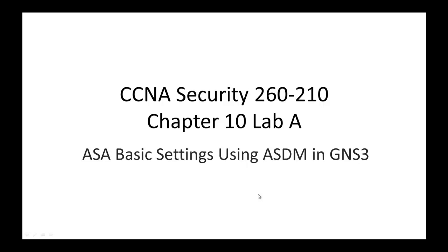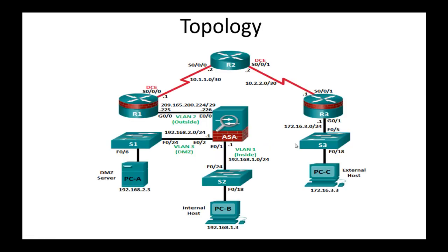Hello dear viewers, today we are going to implement the ASA basic settings using ASDM in GNS3. This lab is from CCNA Security 260-210, Chapter 10, Lab A. So the topology for this lab is shown here. It needs 3 routers, 1 ASA, 3 switches and 3 host machines.